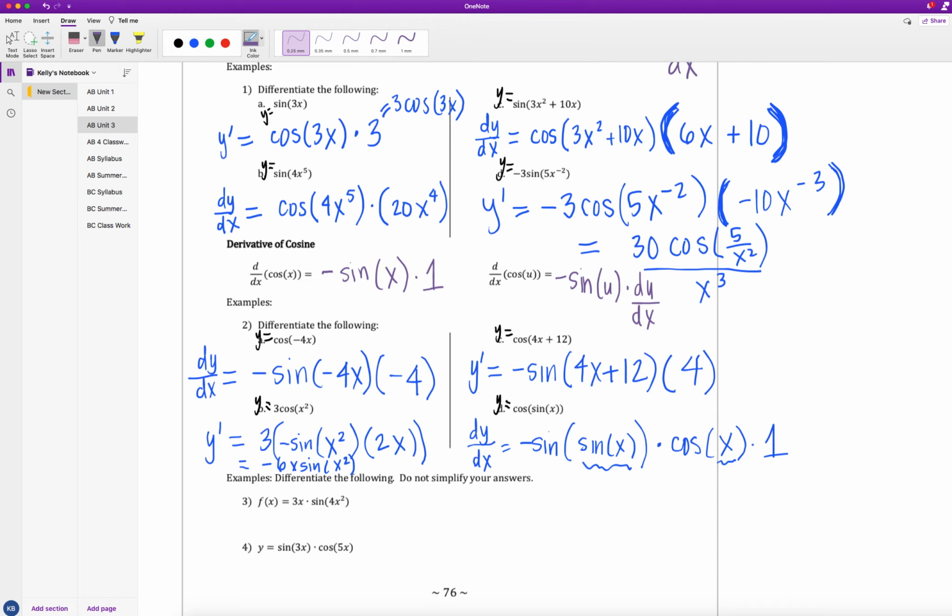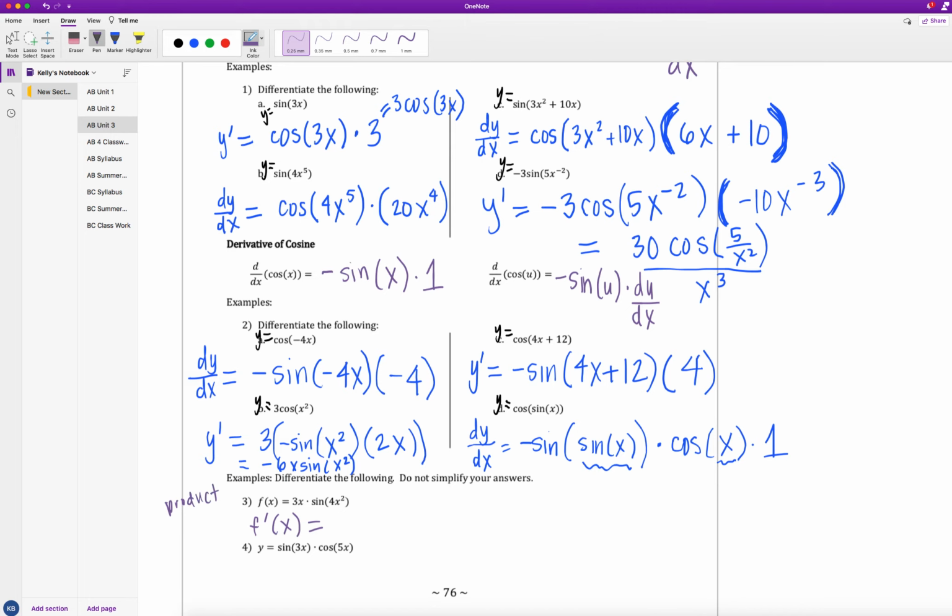What rule or rules do you think we're going to have to use to find our derivative on 3? So to find our f prime of x, well, we're going to have to use quite a few. The first one I notice is I will have to use a product rule since I have 3x times sine of 4x squared. So I'll definitely be using a product rule. Let's start with that derivative.